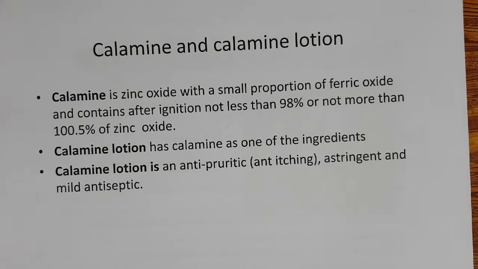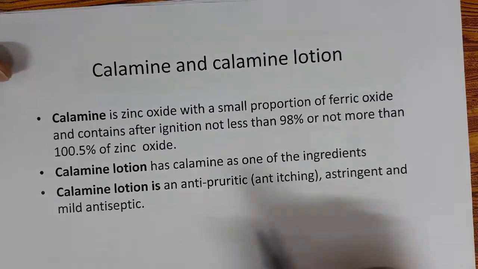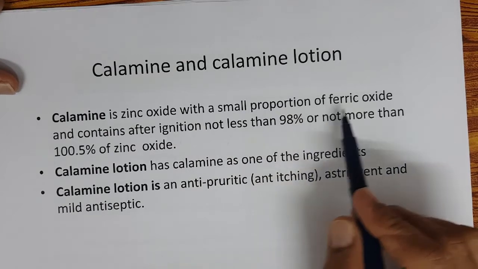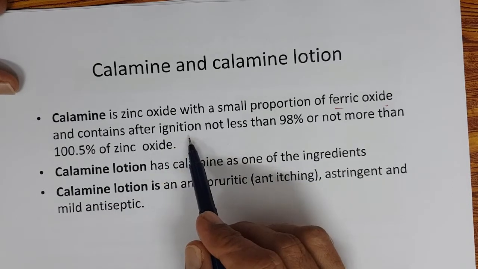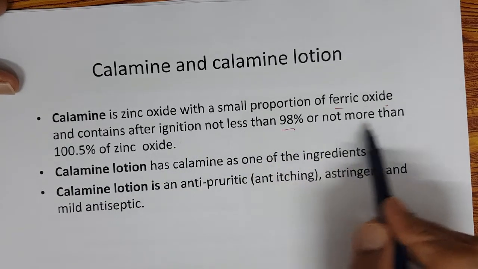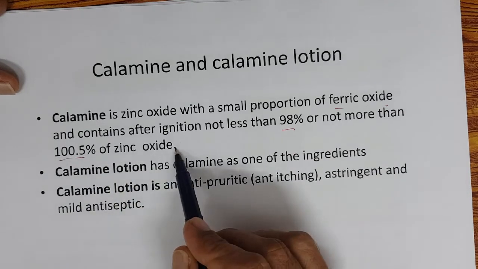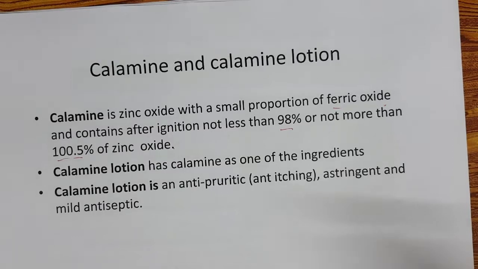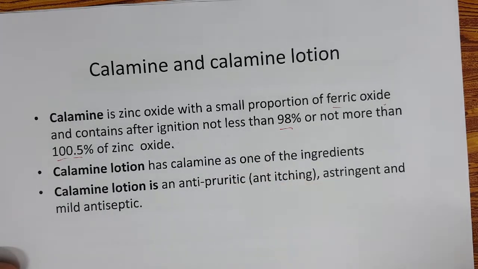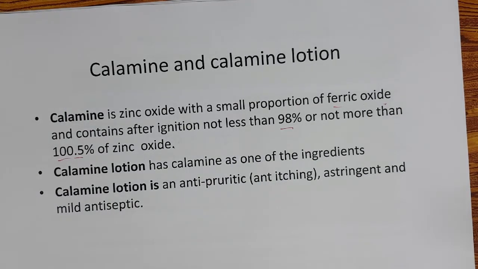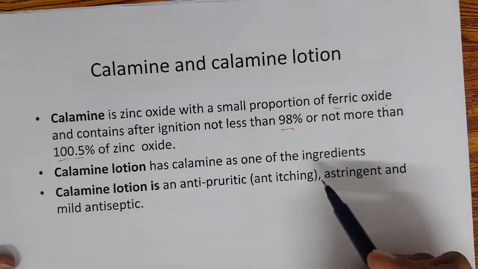Right? So, what is Calamine? Calamine is zinc oxide with a small proportion of ferric oxide, and contains after ignition not less than 98% or not more than 100.5% of zinc oxide. Right? So Calamine is zinc oxide blended with iron oxide. So the assay should be done after ignition, loss on ignition, and then after that you have to take that sample and assay for zinc oxide.